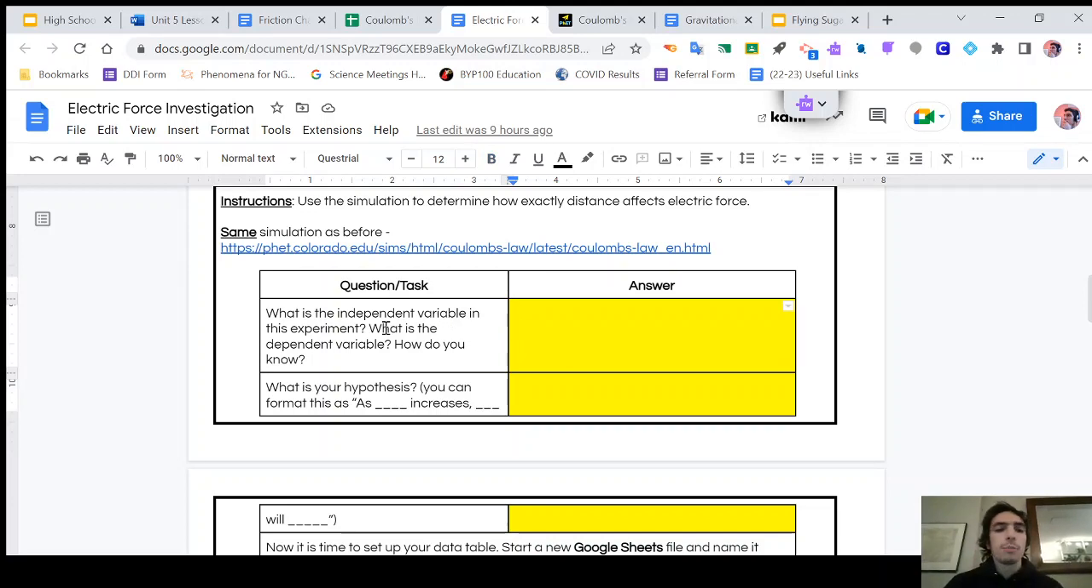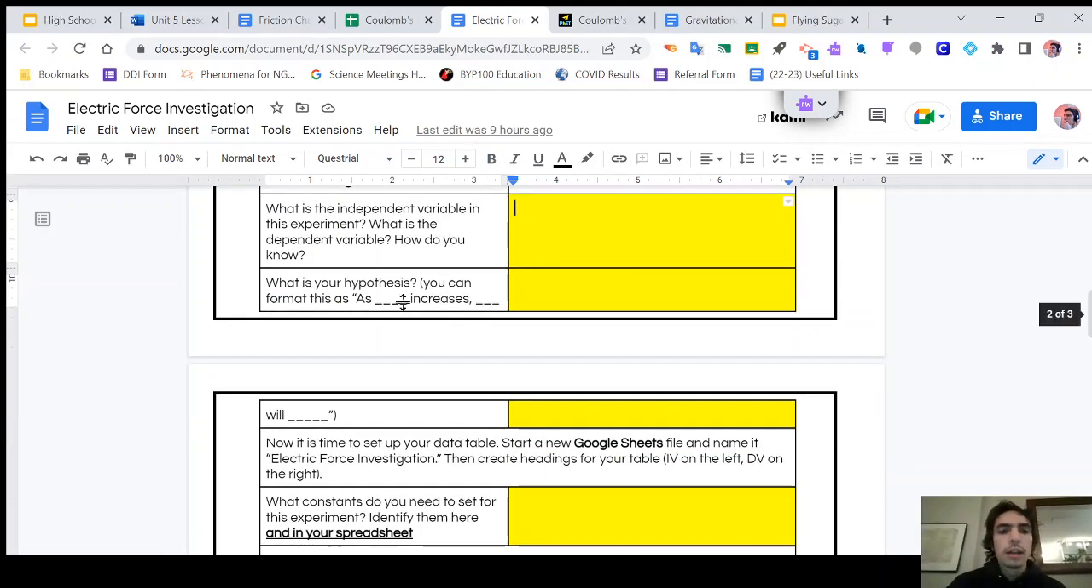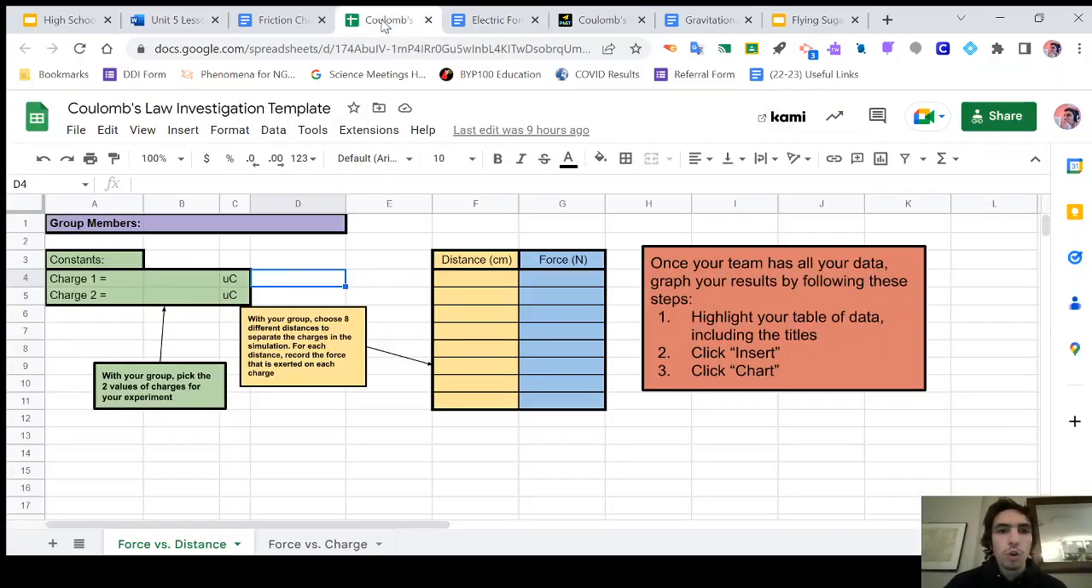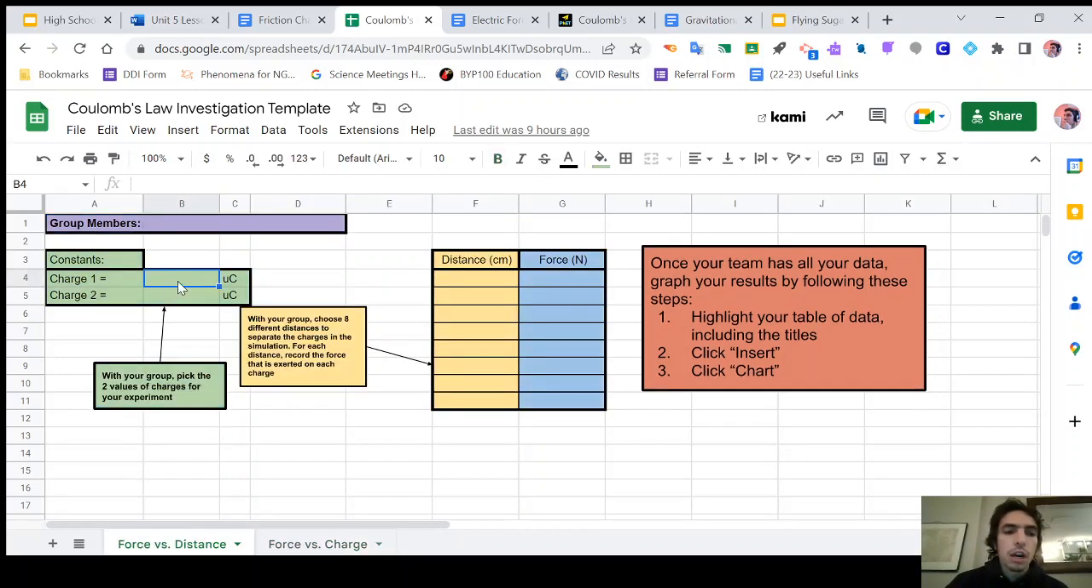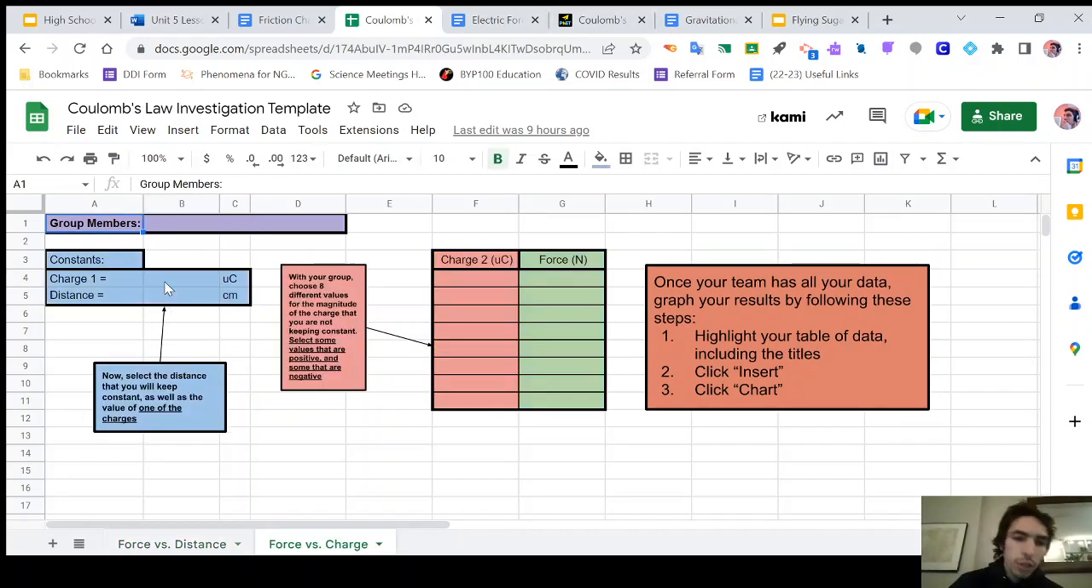What's your independent variable, dependent variable, thinking about how we know that, hypothesis, now going back into this Google Sheet and setting their constants. For these two different experiments, both force versus charge and force versus distance, there are obviously the corresponding constants. In force versus distance, they have to keep both charges constant. In force versus one charge, we want them to keep one of the two charges constant and keep the distance constant.